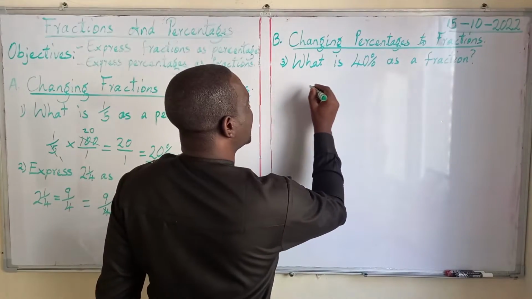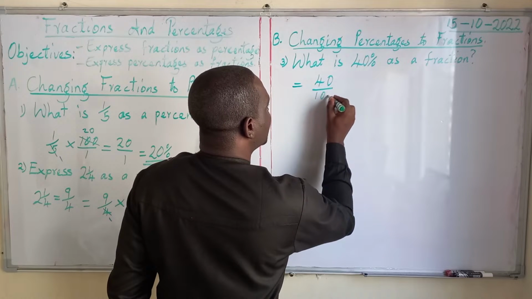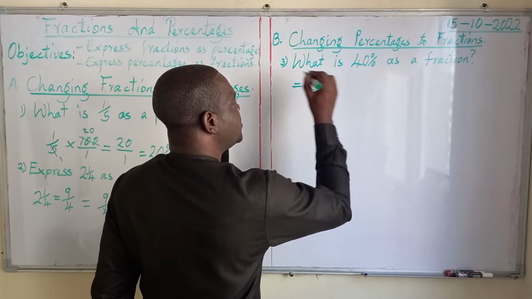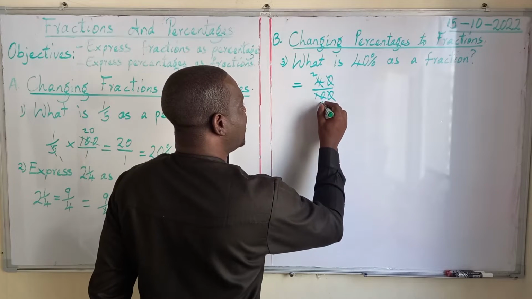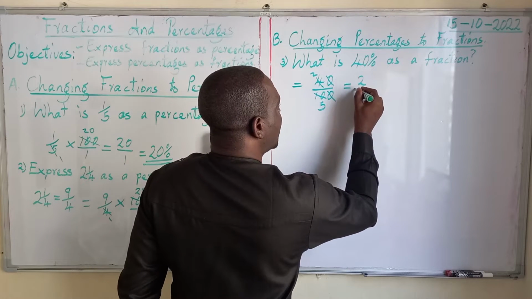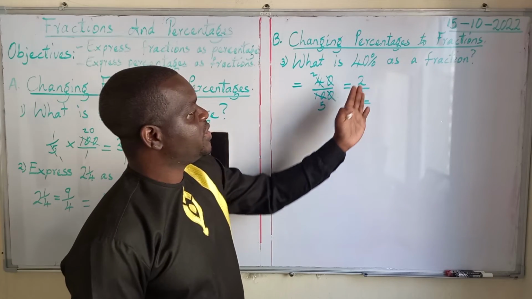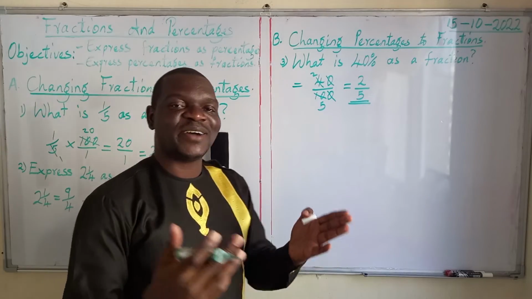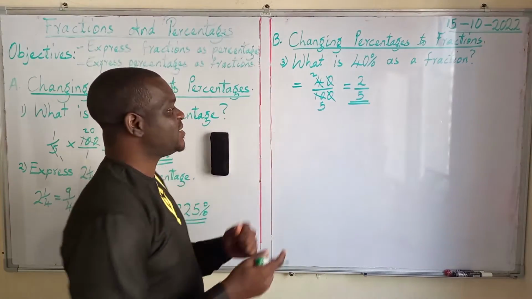So here we have 40%. This will be equal to 40 over 100, and this 0 can take away this 0. 2 into 4 is 2 times, and 2 into 10 is 5 times. Above we have 2 and below we have 5. So if you want to change 40% to a fraction, you're going to have 2/5. This is how simple elementary mathematics can be sometimes. Let's go to the next example.